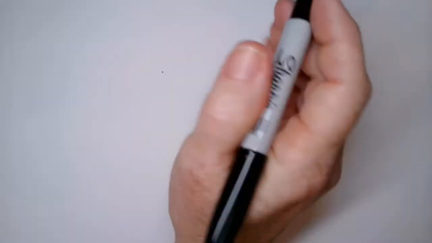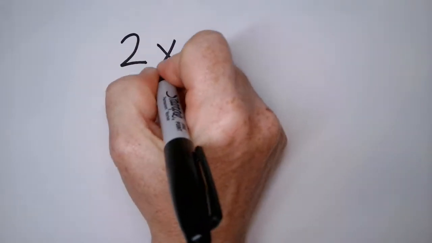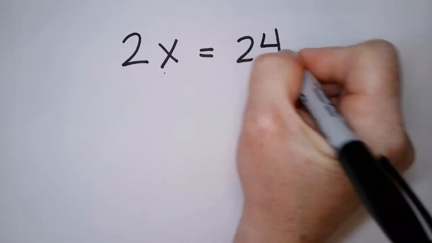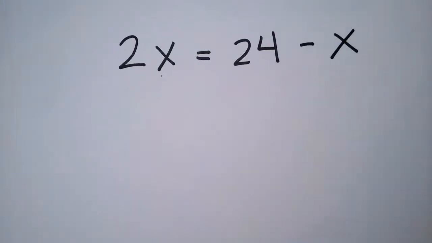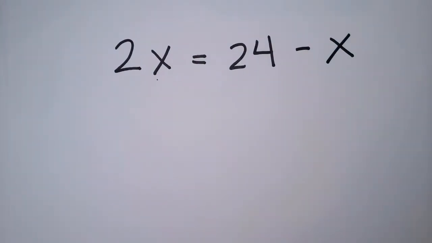Okay, time to kick it up a notch. Those were all one-step equations. Let's do two-step. Now we're in second gear here. I have 2x equals 24 minus x. So this is going to take us 2 lines at least.